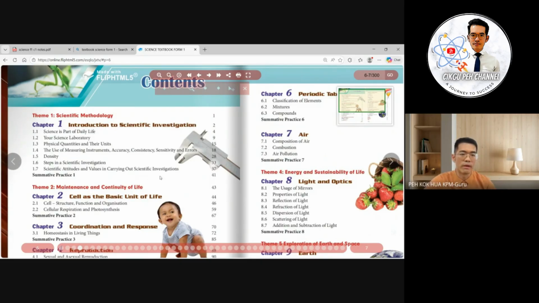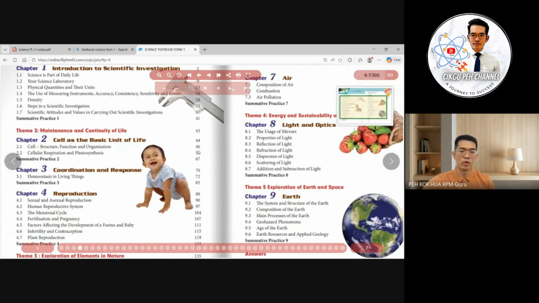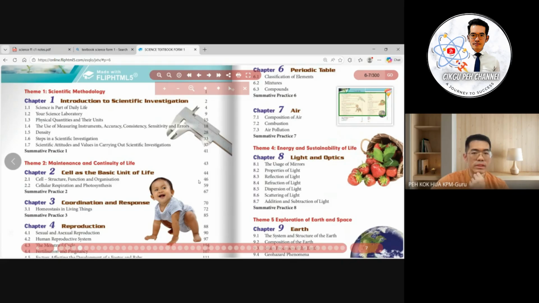First, we have 9 chapters. You can see them in the textbook you're going to receive when school opens. The first chapter is Introduction to Scientific Investigation, and here we have 7 subtopics. Some of the parts you actually learned already in primary school, just now we change to English.